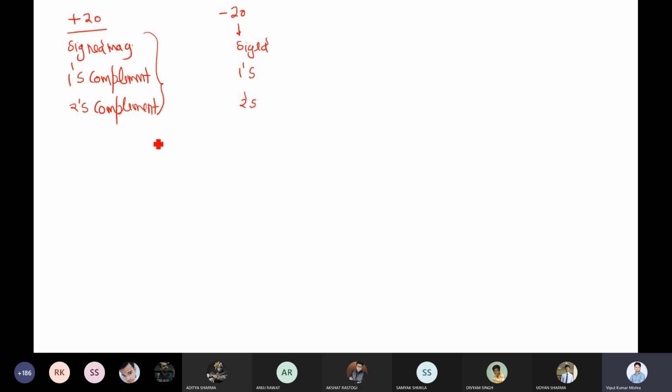So let's represent them. For example, if you want to convert plus 20 into sign magnitude or any of these methods, what will be the value? Suppose we are talking about an 8-bit value. So what will be plus 20? For quick reference, 16 8 4 2 1, so it means 1 0 1 0 0, right?